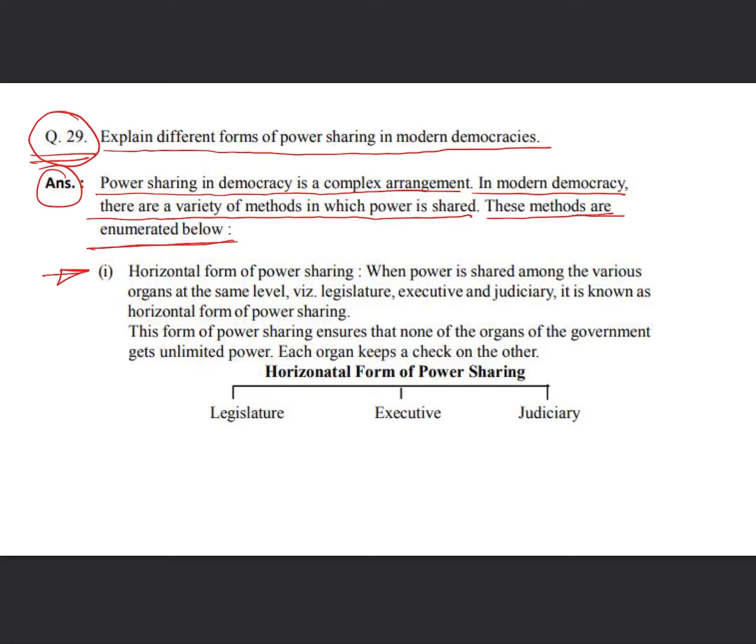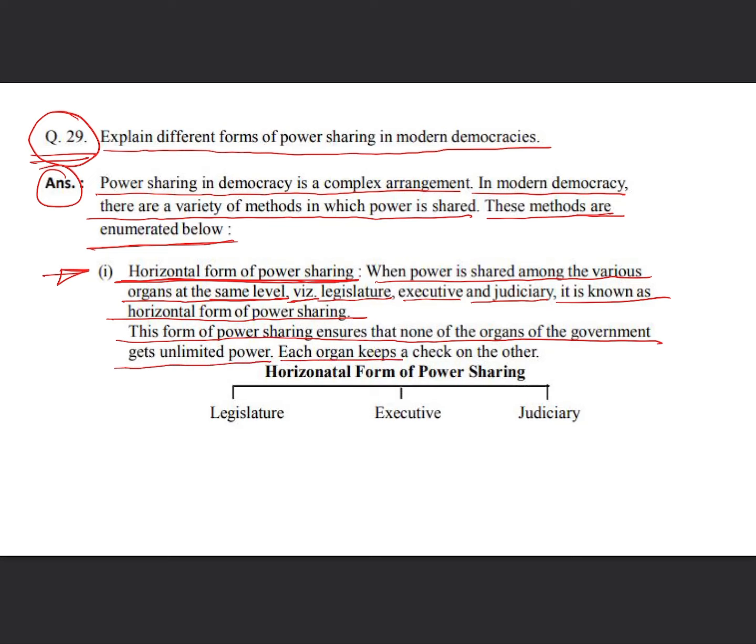First, that is horizontal form of power sharing. What happens in this? When power is shared among the various organs at the same level, that is legislature, executive, and judiciary, it is known as horizontal form of power sharing. This form of power sharing ensures that none of the organs of the government gets unlimited power. Each organ keeps a check on the other. This is what a horizontal form of power sharing looks like.